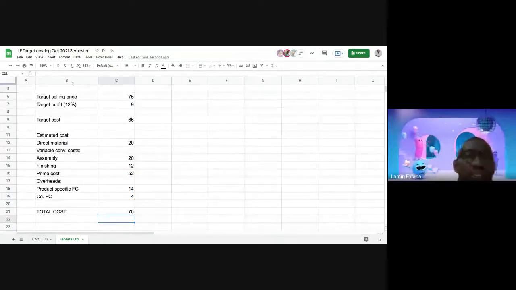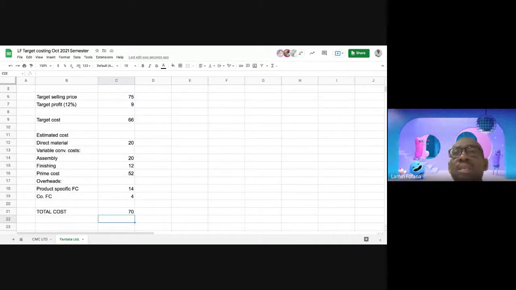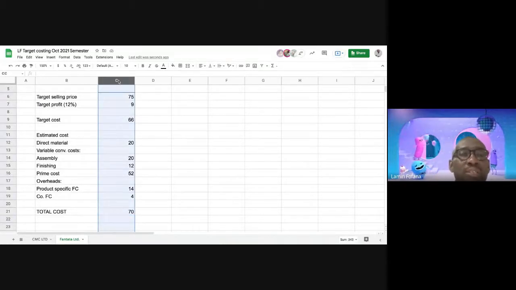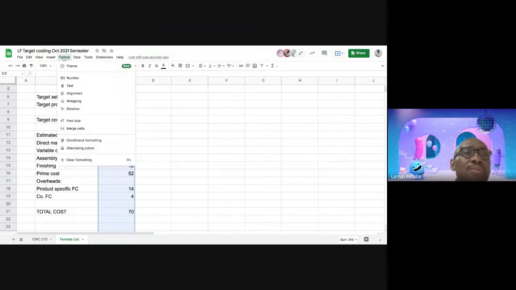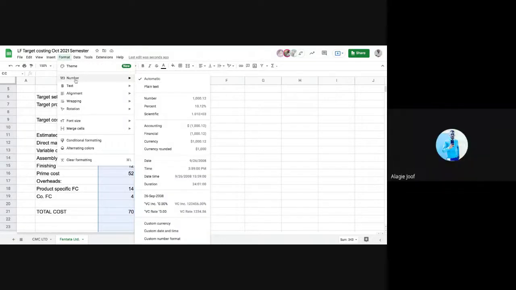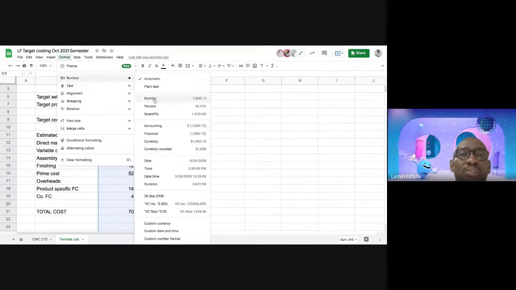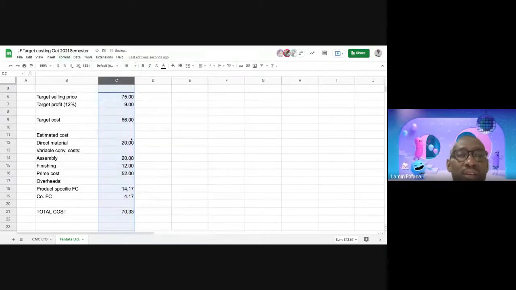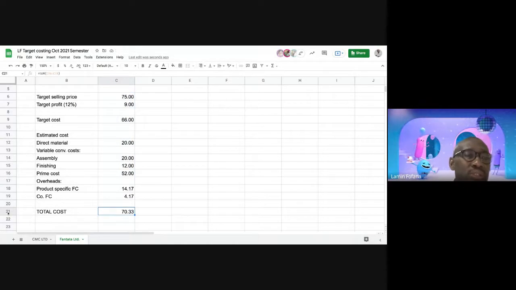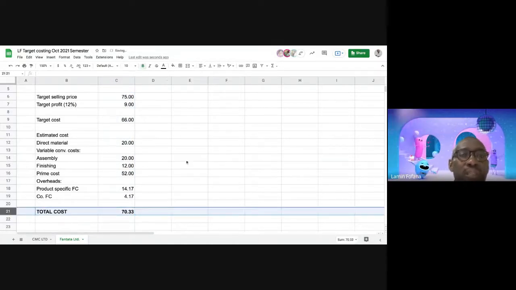Let's take all these numbers to 2 decimal places. How are we going to do that? Easily, we'll click on C, just like Aja told us the last time, then click on the format menu, then number formatting, and then choose number. That will give us a 1,000 separator and two decimal places. So now our total cost is 70.33.